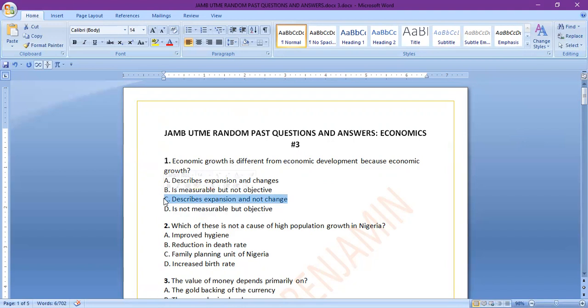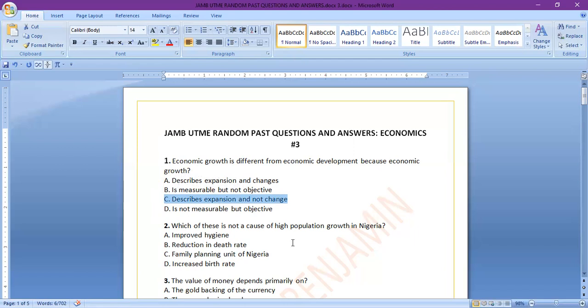The difference between economic growth and economic development is that economic growth considers only the physical expansion, but not necessarily having impact on the general well-being of the individuals in the economy. While economic development considers both expansion and the improvement in the living standard of the general public. So the answer is C.